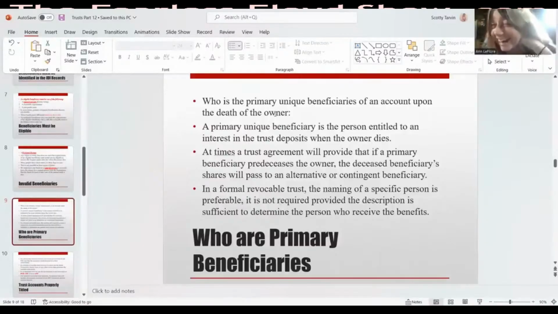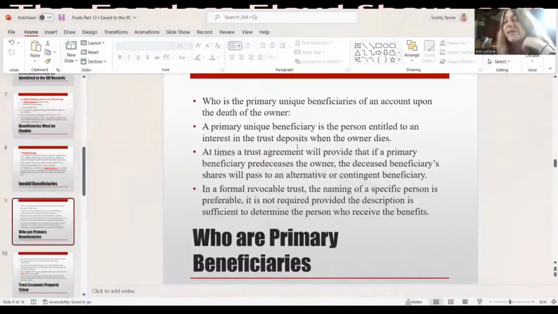At times, a trust agreement will provide that if a primary beneficiary predeceases the owner, the deceased beneficiary's shares will pass to an alternative or contingent beneficiary. In a formal revocable trust, the naming of a specific person is preferable. It is not required, provided the description is sufficient to determine the person who receives the benefits.